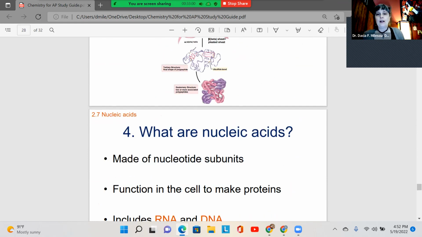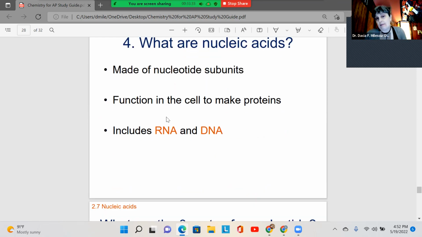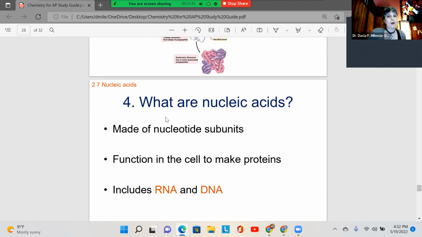And then quaternary, think hemoglobin, because we have 4 million hemoglobin molecules in one red blood cell. And each and every single hemoglobin molecule has 4 binding sites for oxygen. So 4 million hemoglobin molecules with 4 oxygen binding sites. That's 16 million ways that one simple red blood cell can transport. How about that? One red blood cell can transport 16 million oxygen molecules. Amazing, right? Okay, so that was all about proteins.